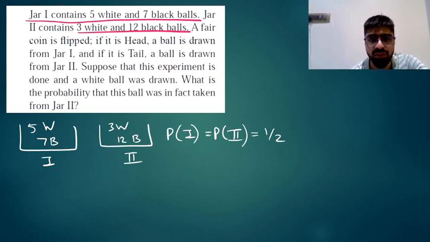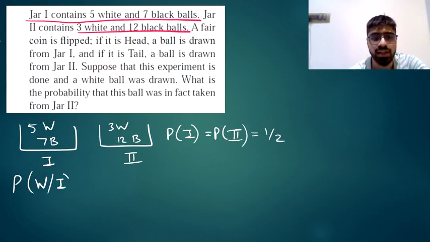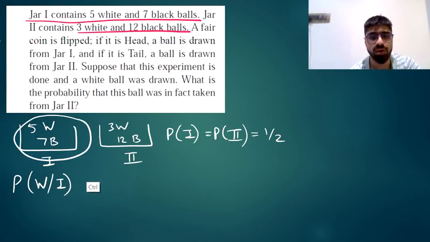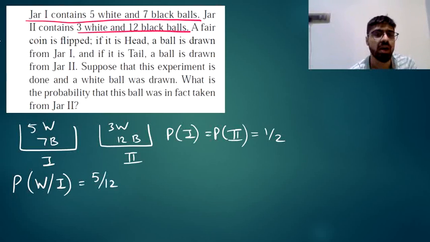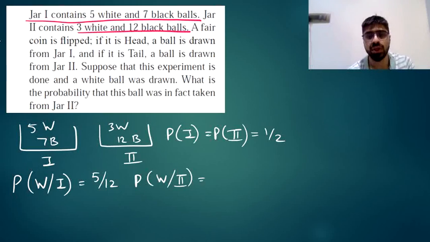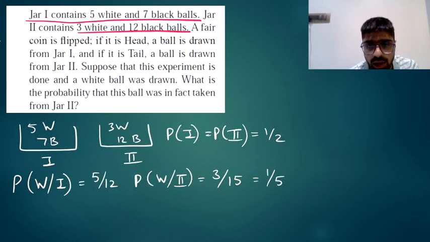We continue with the further part of the question. Suppose that the experiment is done and a white ball is drawn. Now see, they have told you that the ball being drawn is a white ball. What is the probability that this ball was in fact taken from jar 2? It is exactly like the first question that we had done, and that's the reason we will go a little fast with this question. Probability of getting a white ball, given that you are selecting jar 1: if you select jar 1, probability of getting a white ball is 5 by 12, and probability of getting a white ball, given that you have selected jar 2, that's going to be 3 by 15. Or you can reduce it and write it as 1 by 5, that will do.